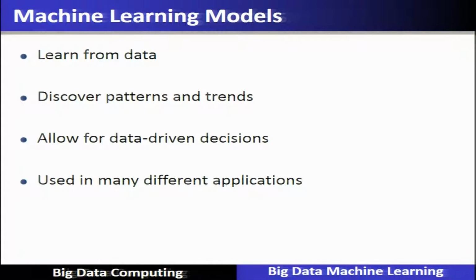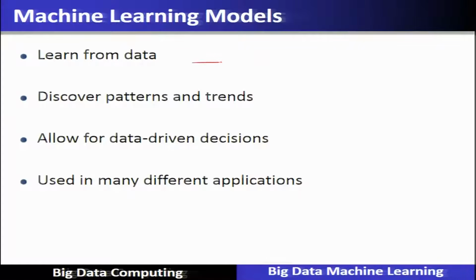So, let us see machine learning models. What do you mean by machine learning models? When it learns from the data and discovers the patterns and trends, it allows data-driven decisions to be used in many applications. So, how does it learn from the data? After learning from the data, it forms the algorithm, which is called a model.